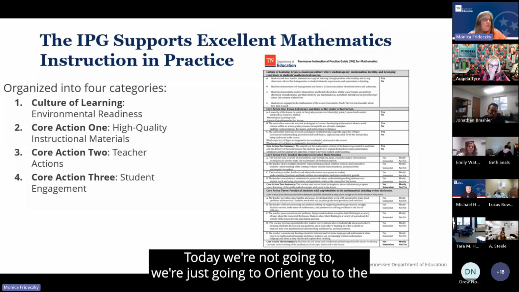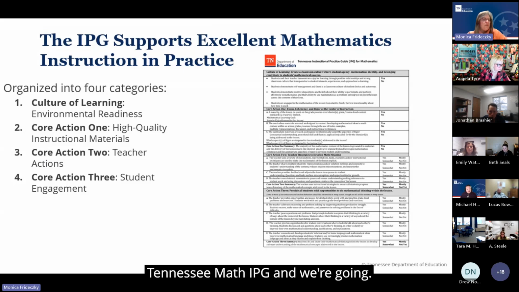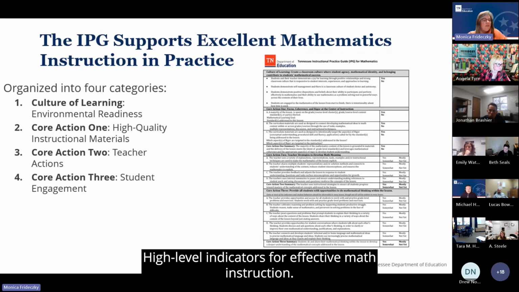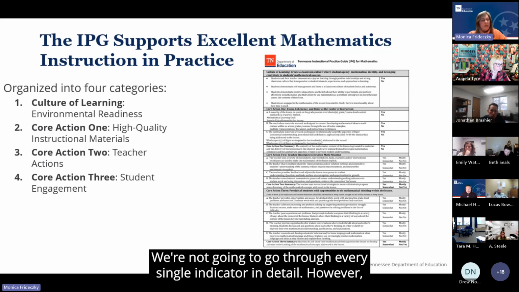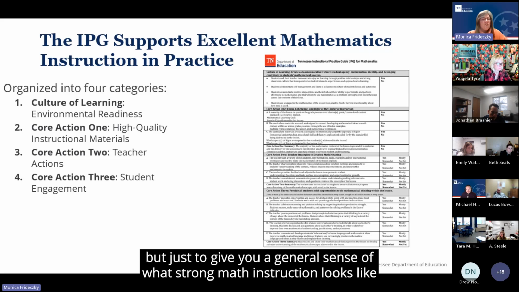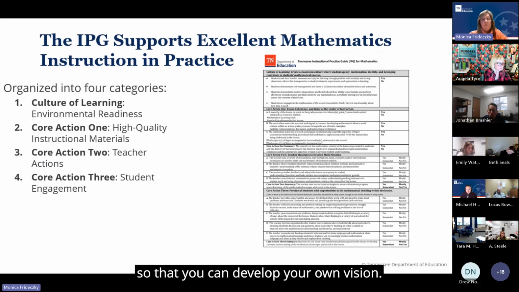Today, we're just going to orient you to the Tennessee Math IPG. And we're going to talk about high-level indicators for effective math instruction. We're not going to go through every single indicator in detail, as the purpose for this session today is not to norm you on the tool, but just to give you a general sense of what strong math instruction looks like so that you can develop your own vision for excellent instruction and support.